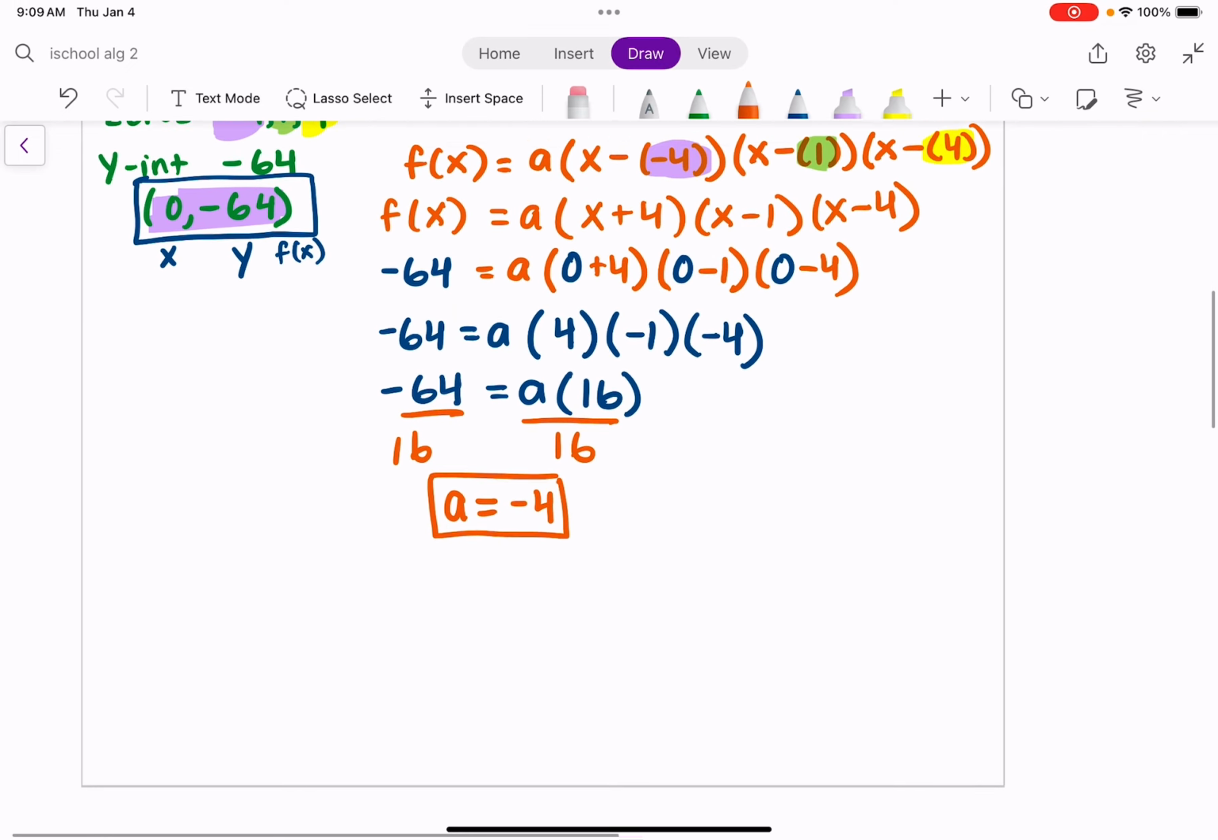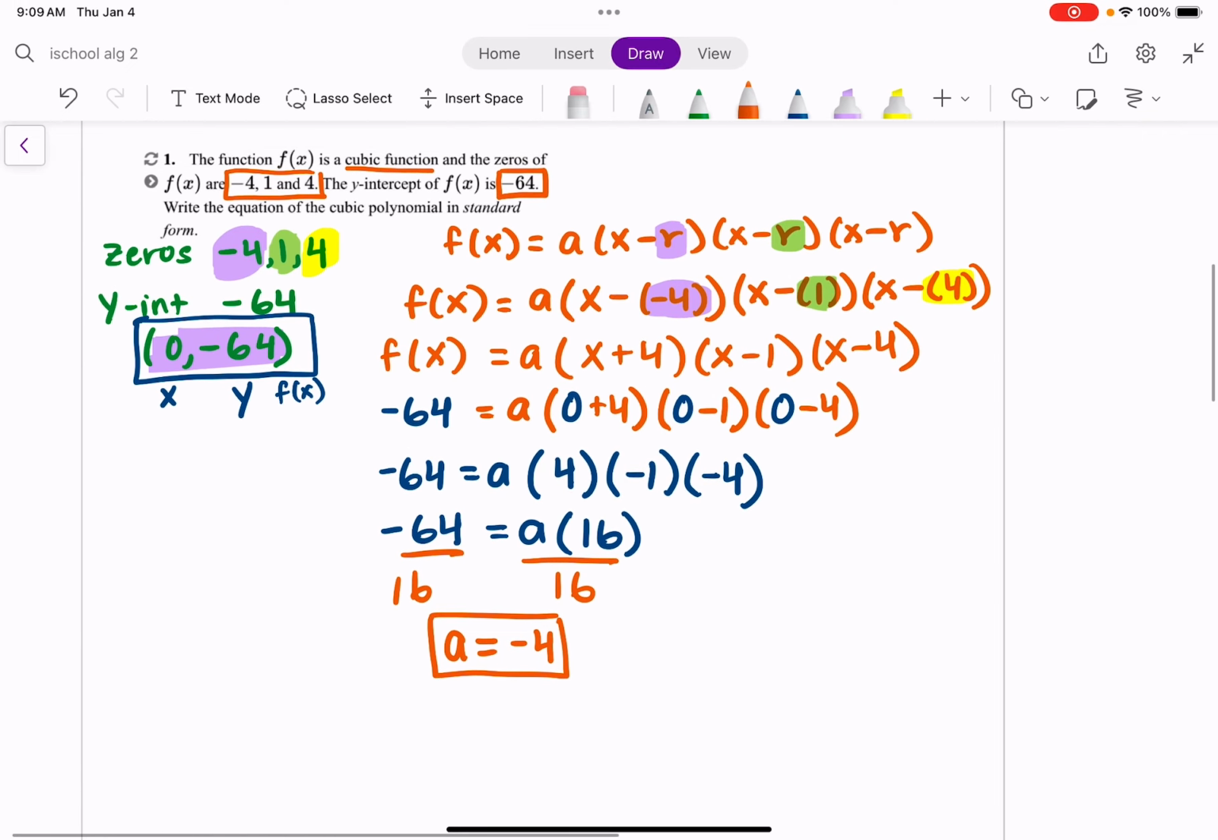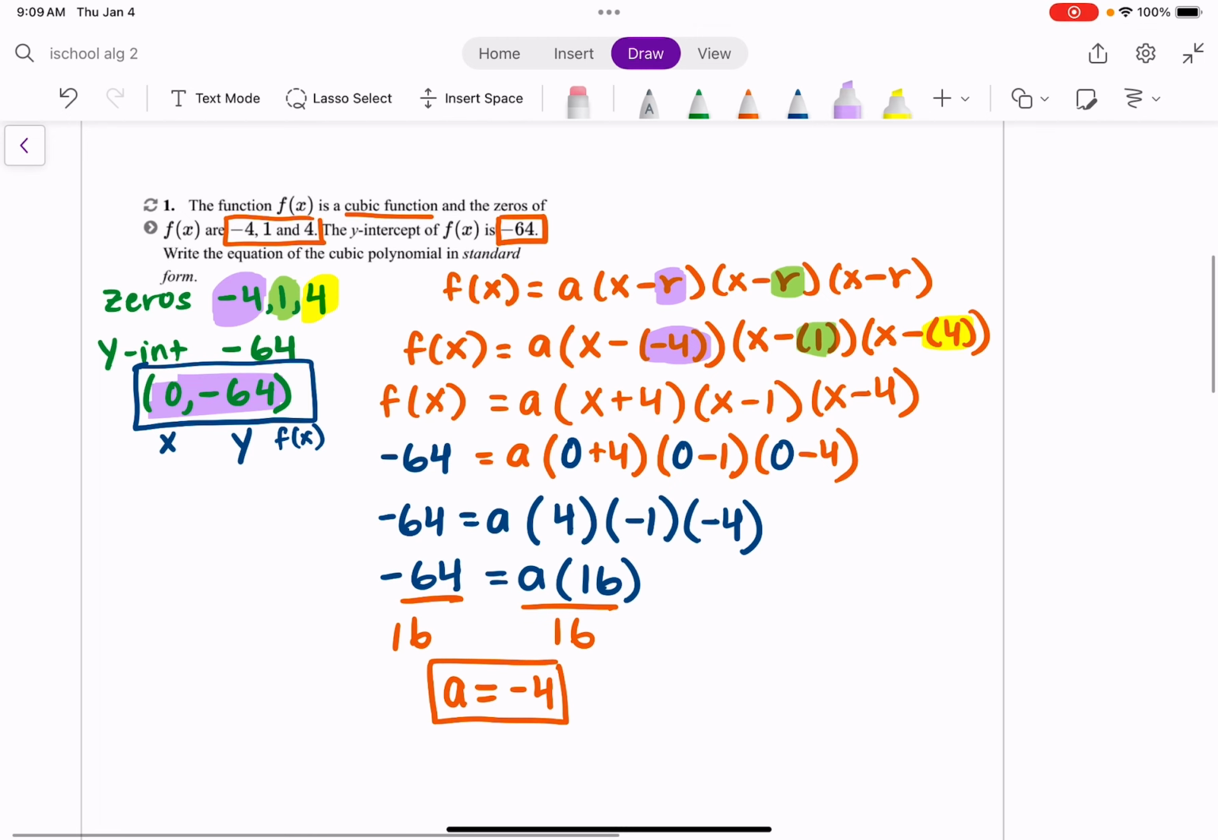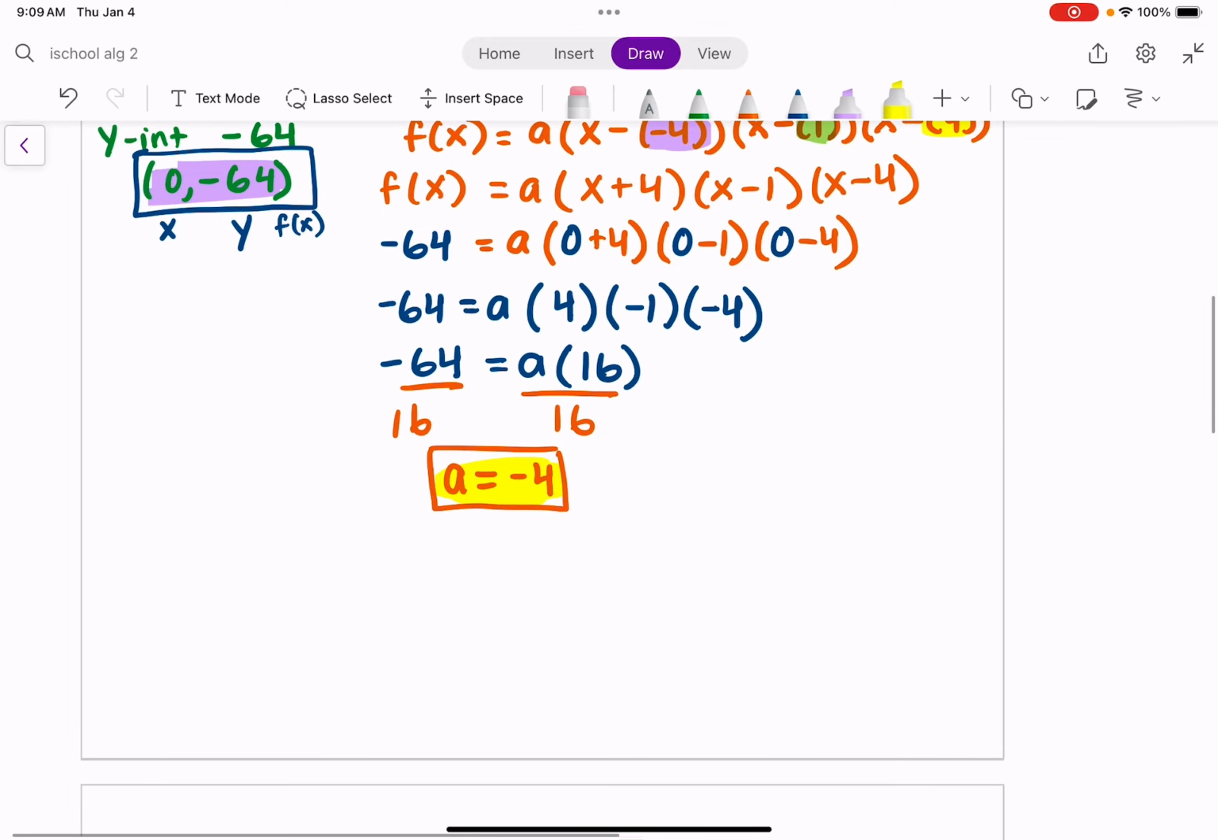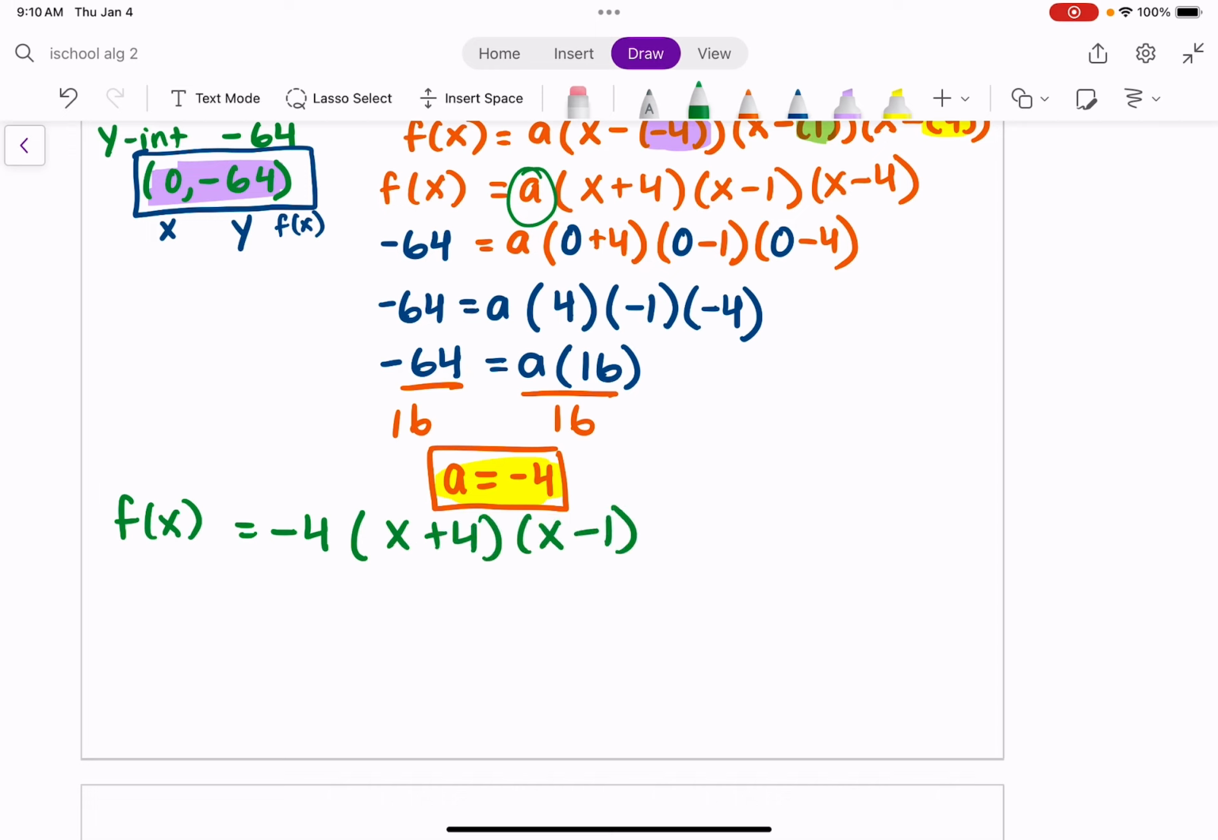So what I'm going to do now, now that I know what a is, is plug it back into the equation, right? So now we know our zeros and we know our a's. So our equation is f of x equals, well, now I know a is -4, parentheses x plus 4, x minus 1, and x minus 4.